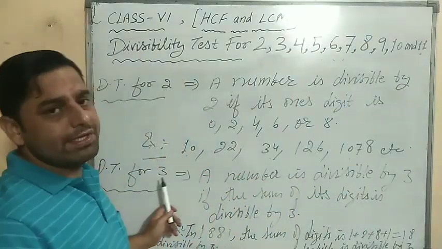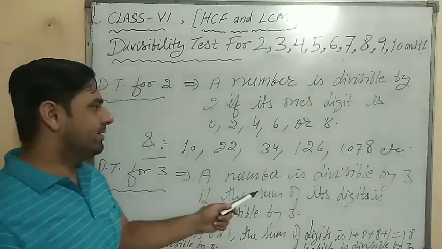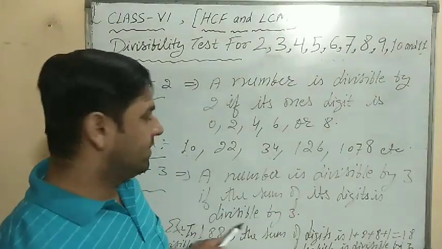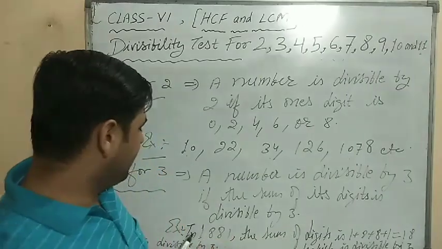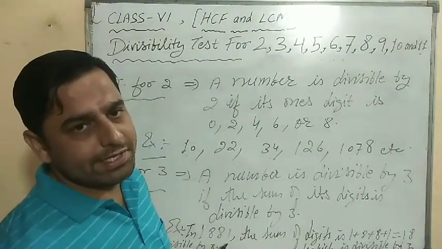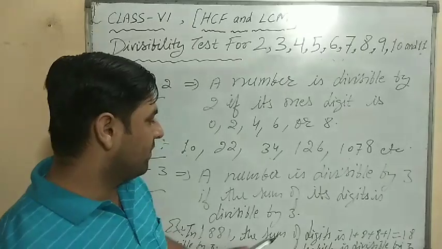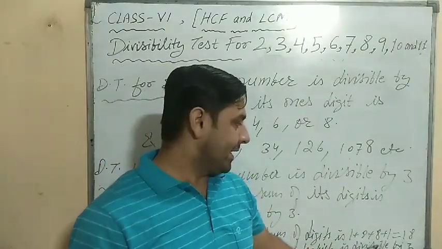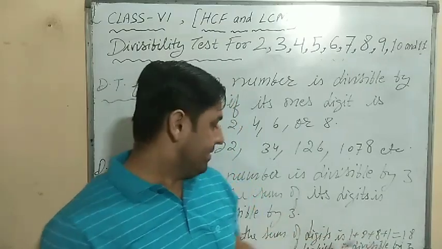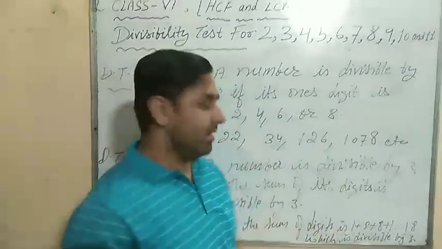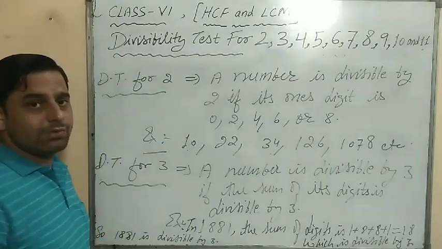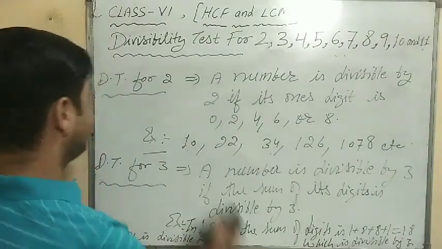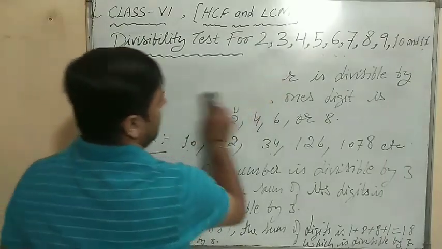Second is the divisibility test for 3. A number is divisible by 3 if the sum of its digits is divisible by 3. Example: in 1881, the sum of the digits is 1 plus 8 plus 8 plus 1. It is equal to 18, which is divisible by 3. So 1881 is divisible by 3. Next is the divisibility test for 4.